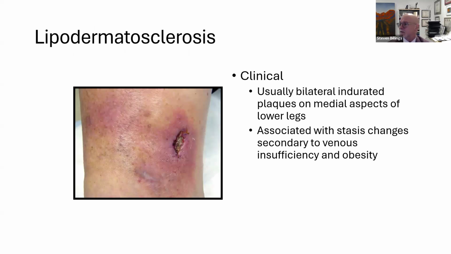Lipodermatosclerosis usually presents as bilateral indurated plaques on the medial aspects of the lower legs. It is essentially paniculitis caused by severe stasis change or venous insufficiency. So you tend to see that in patients who have bad venous insufficiency or in patients who are morbidly obese.